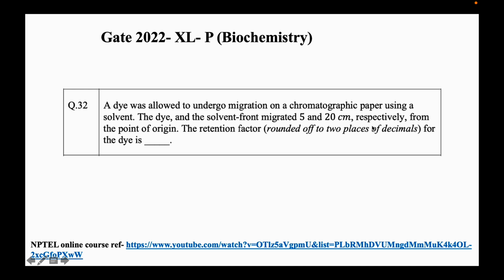Hello everyone, this is GATE 2022 Life Sciences, Section P Biochemistry, question number 32. A dye was allowed to undergo migration on a chromatographic paper using a solvent. The dye and the solvent front migrated 5 and 20 centimeter. Okay, so we'll discuss what is this solvent front and what is dye, respectively. From the point of origin, the retention factor rounded off to two places of decimals for the dye is dash.